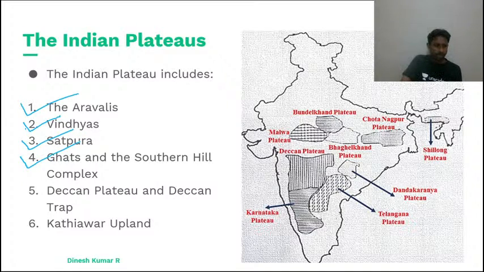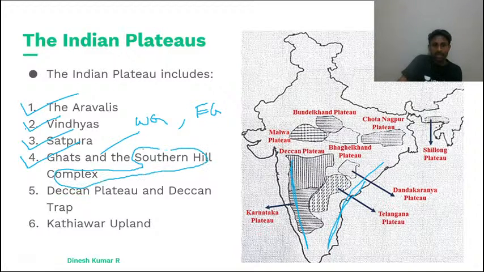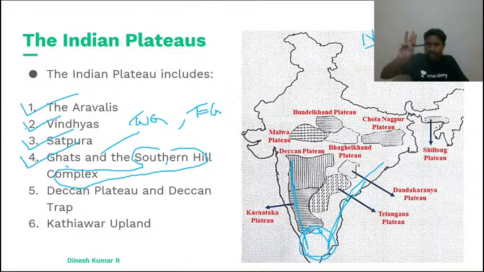What are Ghats and the southern hill complex? I hope you know about them. We have Western Ghats on the western side of India, somewhere here. We have Eastern Ghats on the eastern side of India, somewhere here. And we have some hills on the southern part of India, somewhere here. What are these hills? Do you know that? Can I say Nilgiri is part of them? Nilgiri, Anamalai, Cardamom. There are a number of ranges, small hills, present in the southernmost tip, right? So we will be studying them as Ghats and southern hills, that is Western Ghats, Eastern Ghats and the southern hill complex, or I can bifurcate 4 into 3 parts, right?